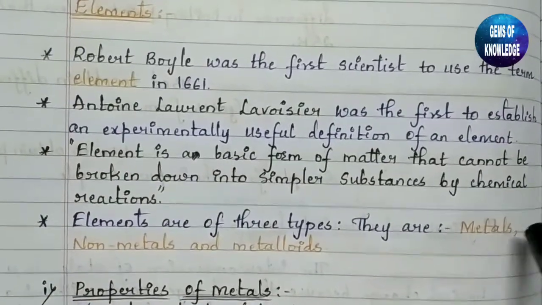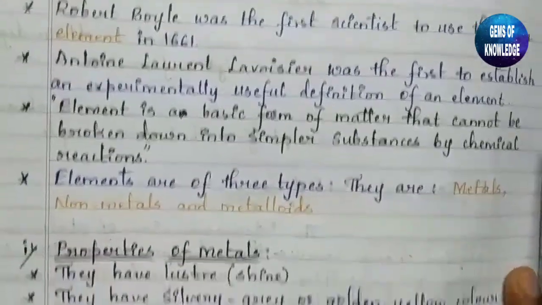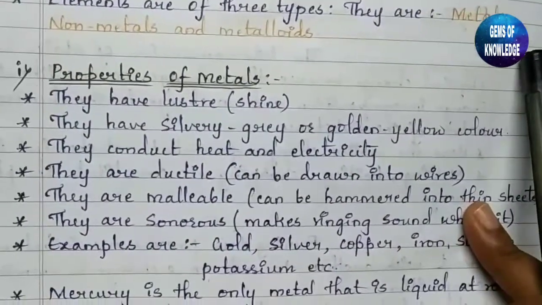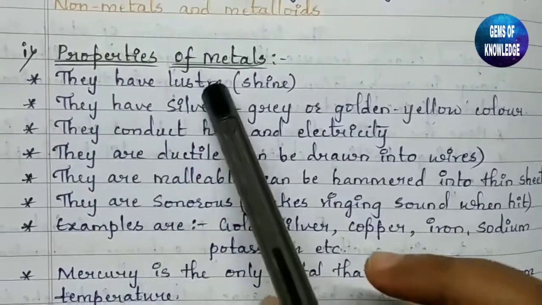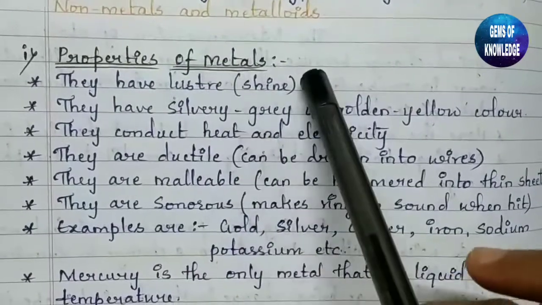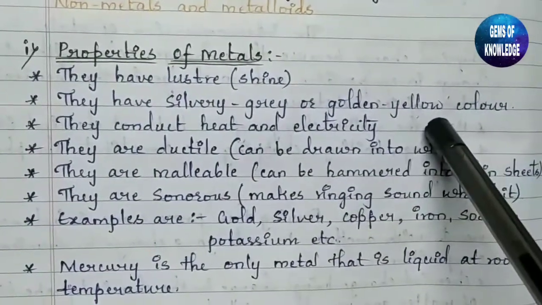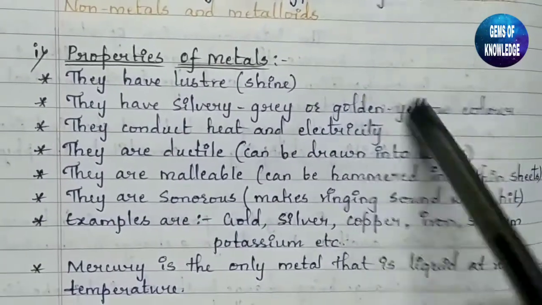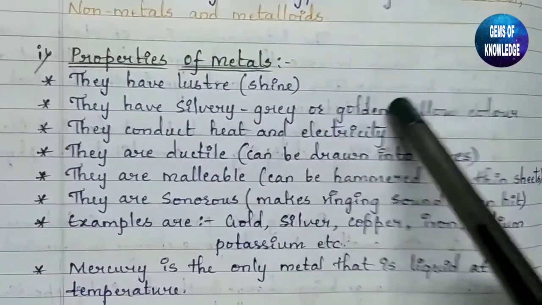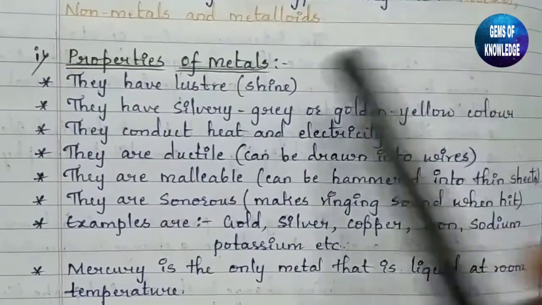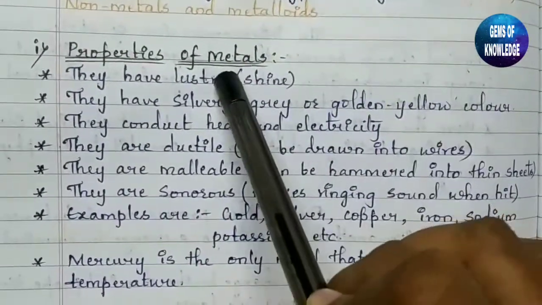Now we are going to study the properties of metals, non-metals as well as metalloids. First we will see the properties of metals. As you know, metals have luster. Luster is nothing but shine. They have a silvery gray or golden yellow color. All the metals we see are similar to these colors, either silver-grayish or golden yellow. You have seen iron and gold, all those are metals.